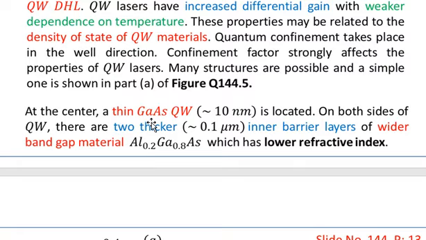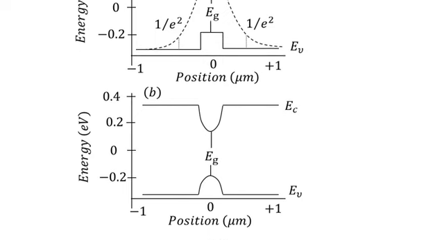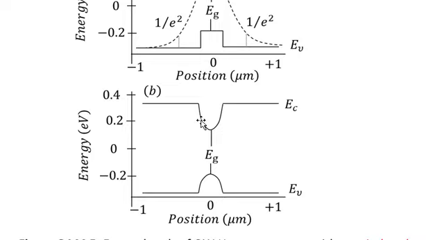At the center, a thin gallium arsenide quantum well of the order of 10 nanometer is located. So you can see this is the quantum well in the center. This is the quantum well in the conduction band. This is the quantum well in the valence band. And similarly for the gradient indexed type, this is the quantum well in the conduction band. This is the quantum well in the valence band.